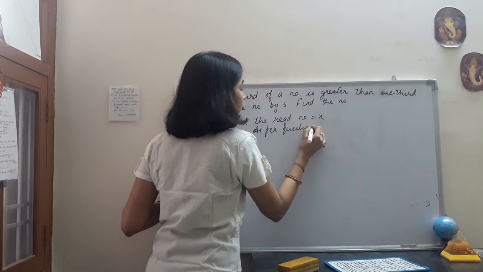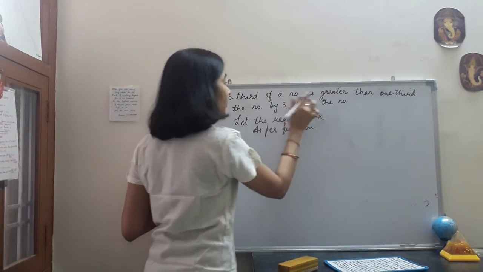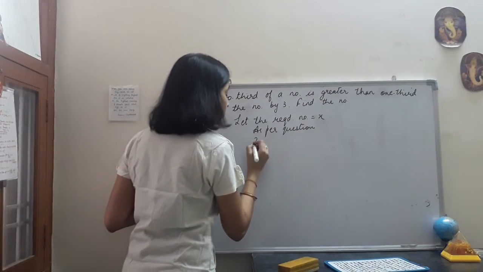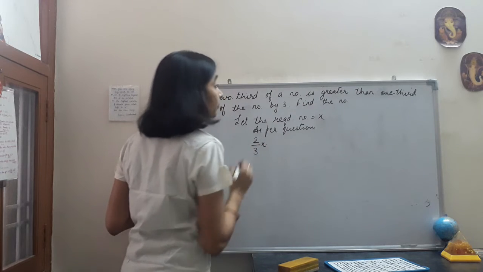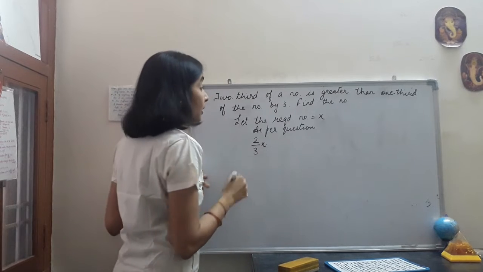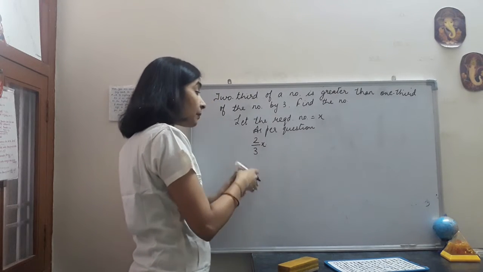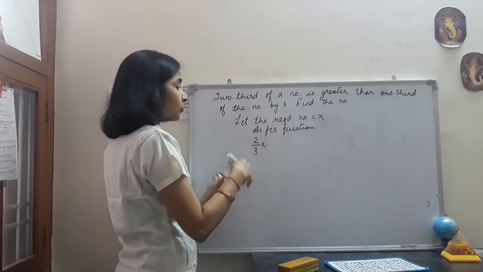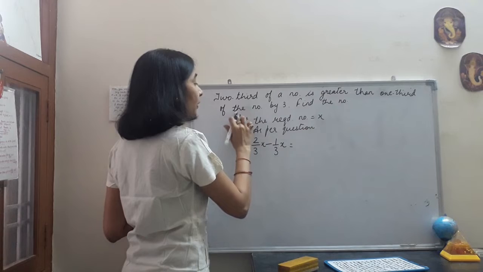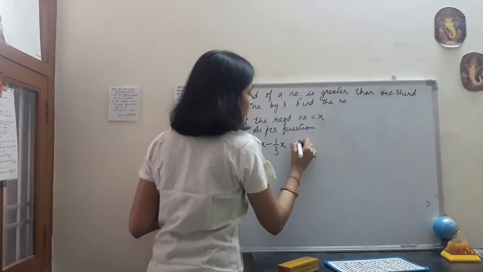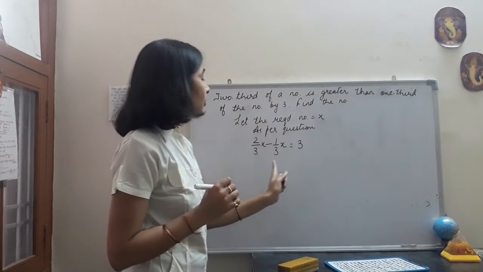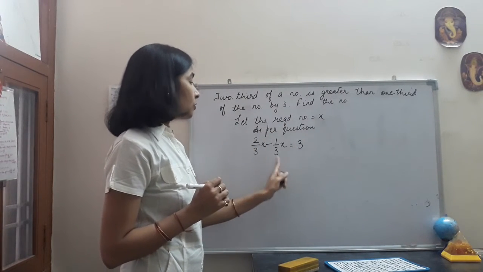As per the question, 2/3 of the number. What will be 2/3 of the number? 2/3 multiplied by x. So 2/3 x is greater than 1/3 of the number, again 1/3 x. That means we are subtracting 1/3 of the number from 2/3 of the number, so minus 1/3 x, that is equal to 3. 2/3 of the number is greater than 1/3 of the number by 3. So this is the equation.